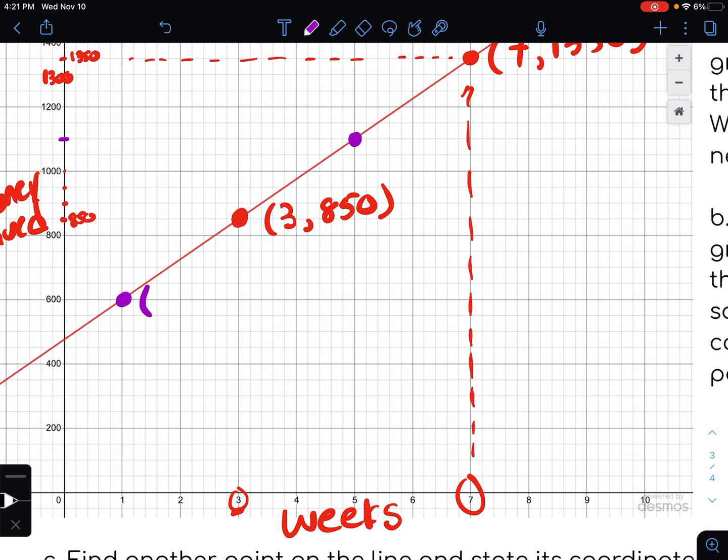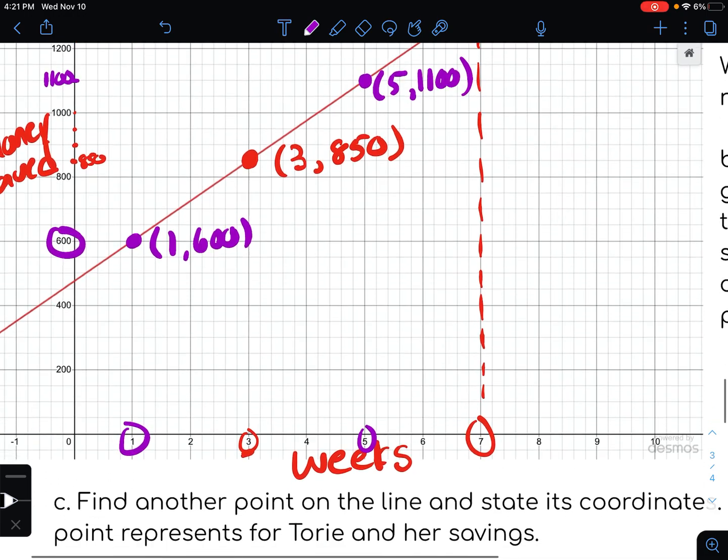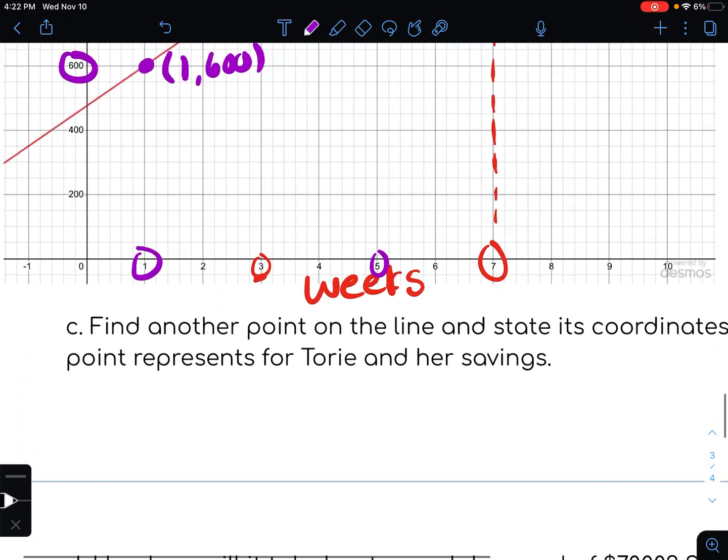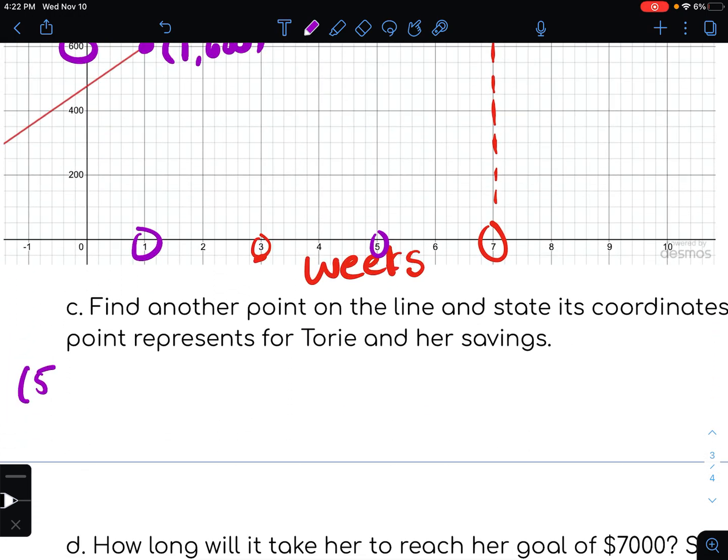If you wanted to go with this one, that would be 1,600. And this one is a little bit harder, but if you notice that your scale's by 50, that would be 1100 there and 5 here, so that'd be 1100. So there's a couple options for you. Let's go with the 1100.